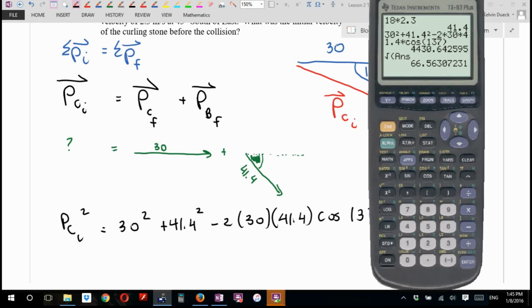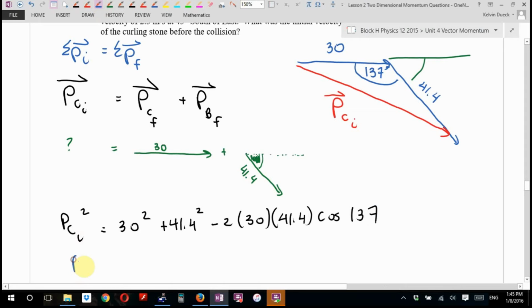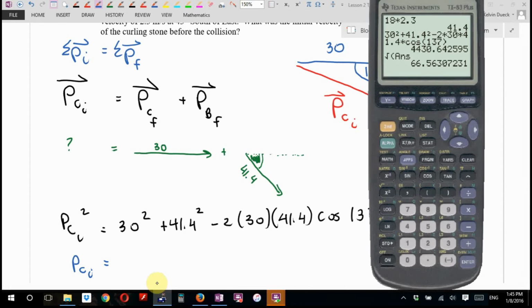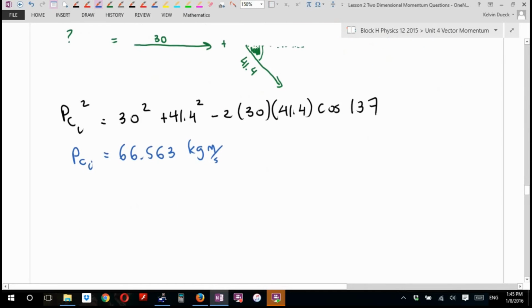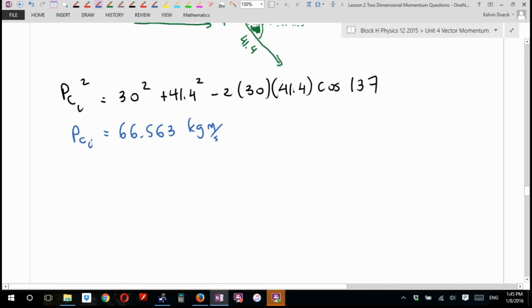Anybody else? Okay. So I'm going to write down the momentum of the curling rock at the beginning was 66.563 kilogram meters per second. Oh, if that was what they wanted me to find, I'd be happy. Spencer, you told us. What did they want me to find? Momentum? No. What? The initial velocity. Oh, if I know the momentum, how the heck can I find a velocity? Which mass? This time, not mass of both, because it's not stuck together. This is the mass of the first one.